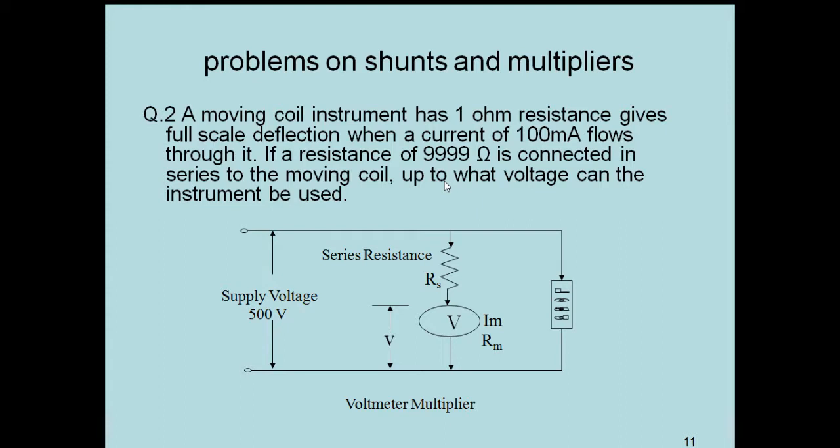So in this problem they have given the meter, and the meter current rating is 100 milliamperes, and the meter resistance is 1 ohm. They are connecting a series resistance of 9999 ohms. So in that case, what will be the voltage range of the meter which can be measured by using this instrument.